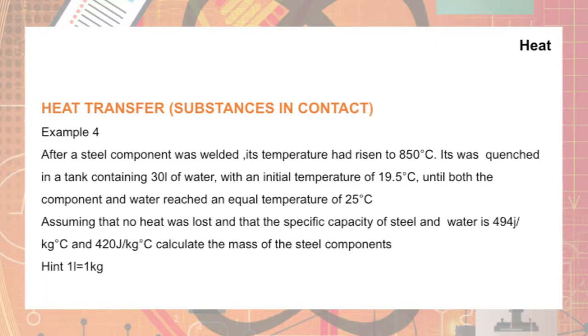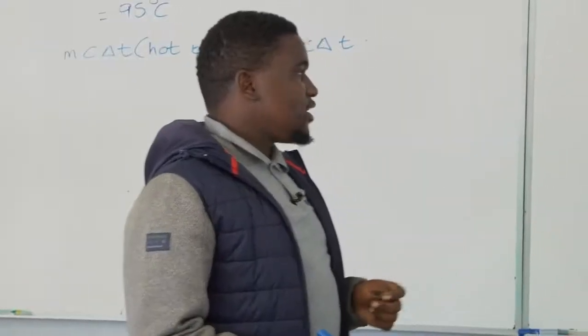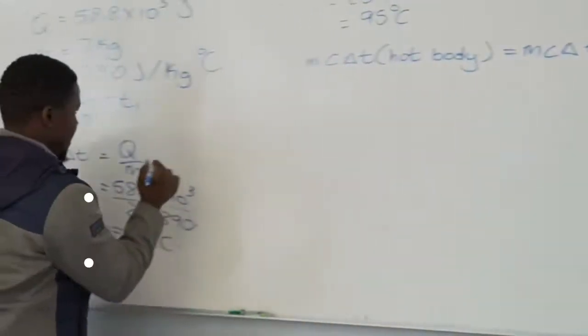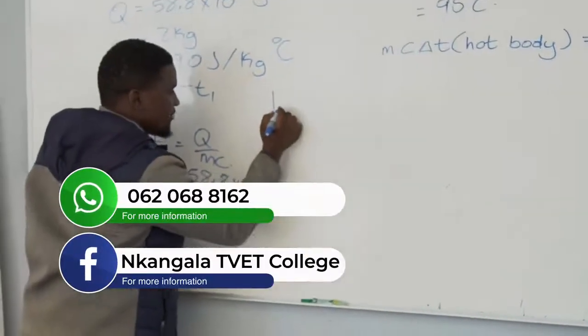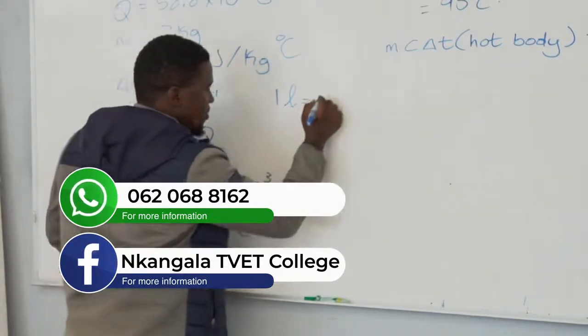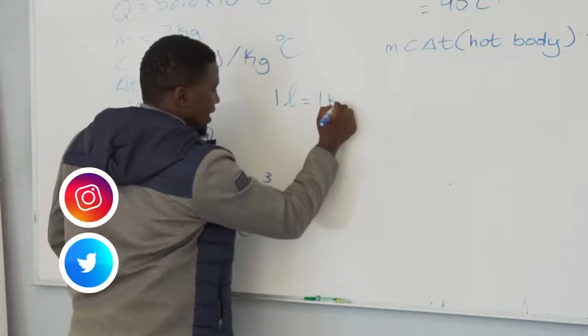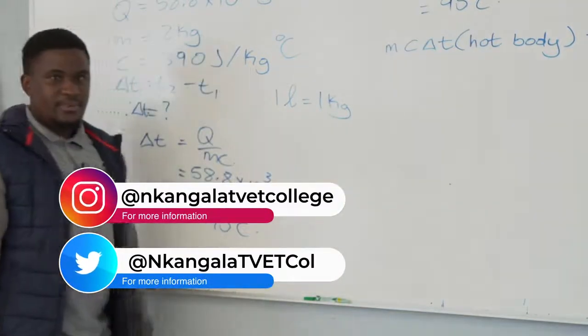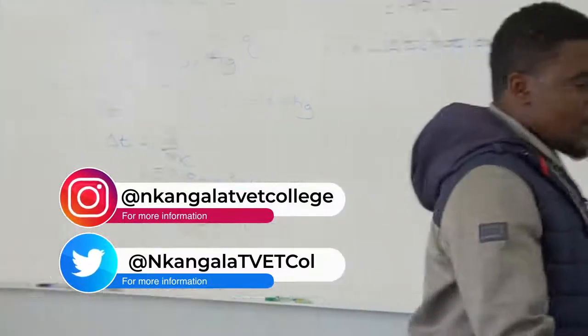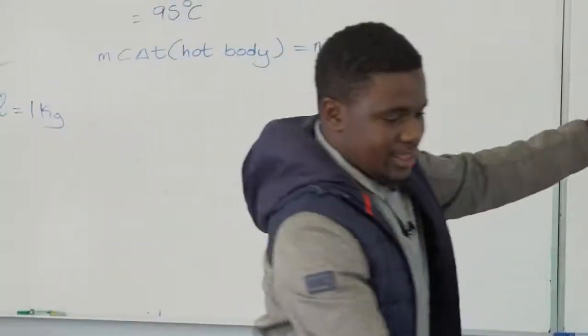They are saying calculate the mass of steel. Then the hint that we are given is that whenever we have 1 liter, we have 1 kg. Are we together? Then this takes us to our knowns. Let us look at our slides.